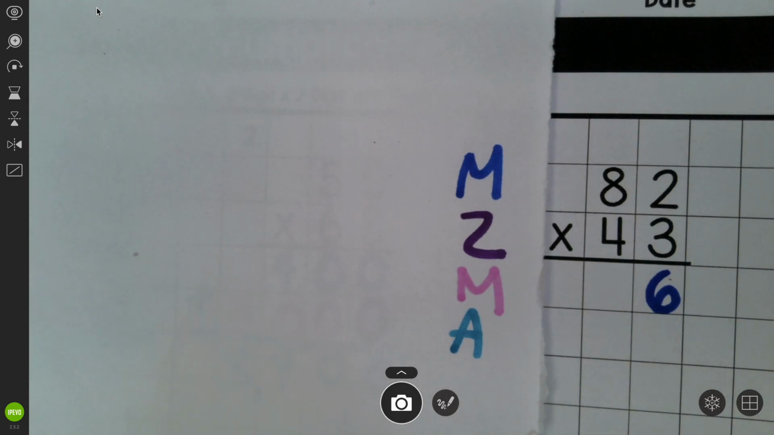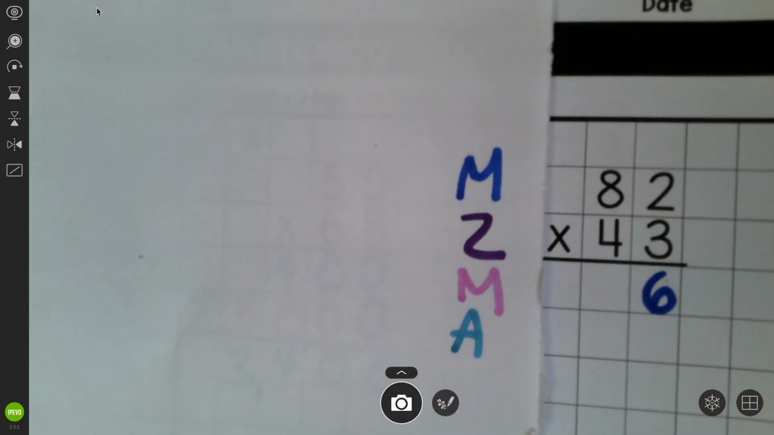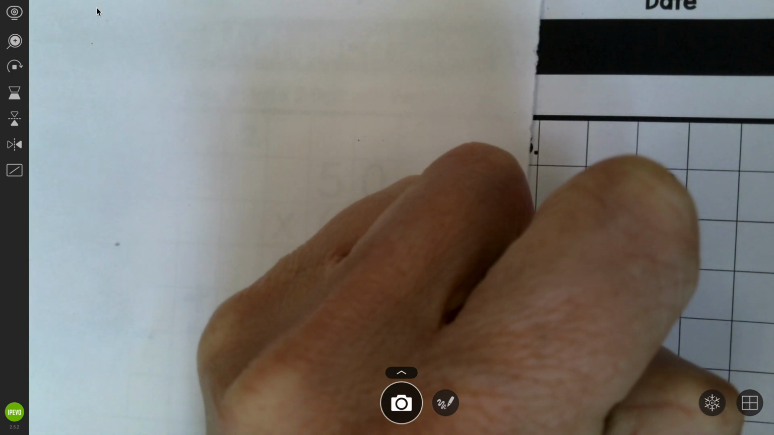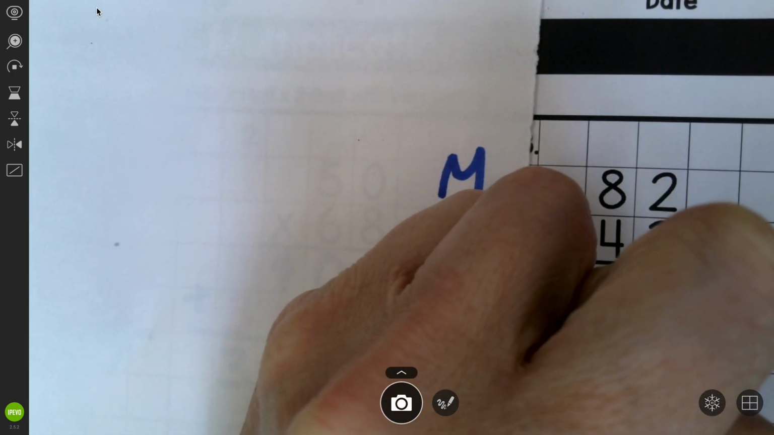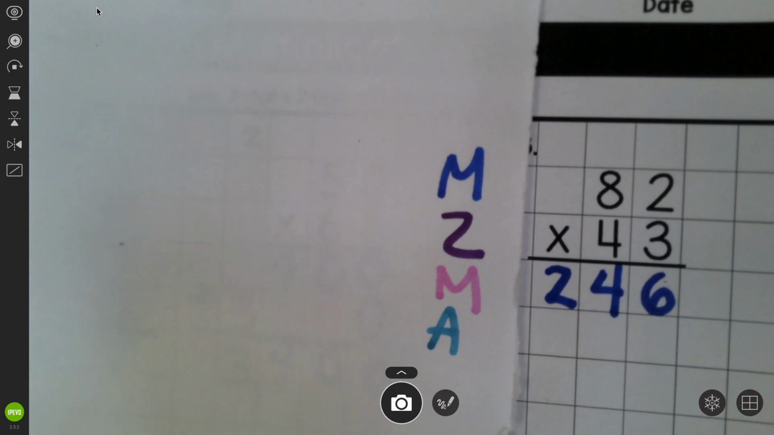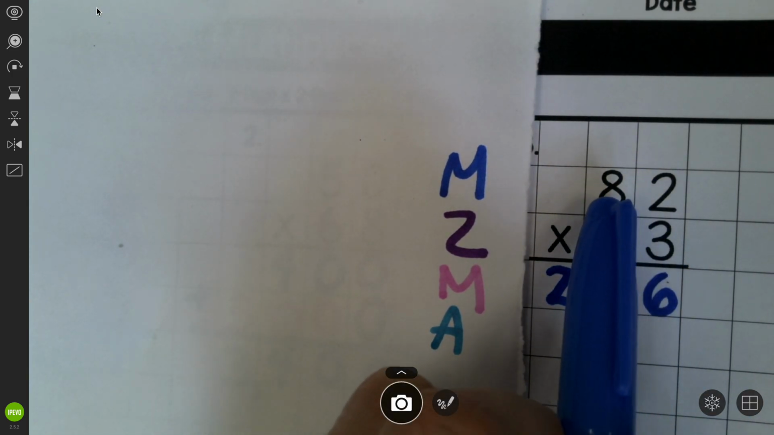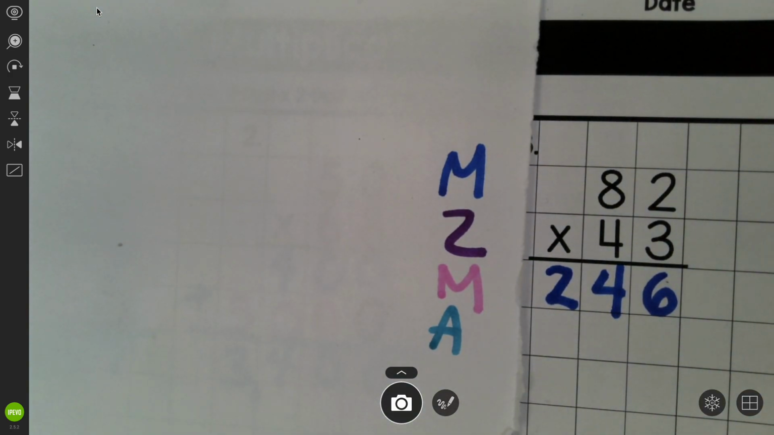Okay. Next, 3 times 8, I'm going to skip count by 3's 8 times. 3, 6, 9, 12, 15, 18, 21, 24. Stop. 3 times 8 is 24. Okay, so I multiplied twice. I multiplied 3 times 2, I got 6. I multiplied 3 times 8, I got 24. And I wrote them both down.